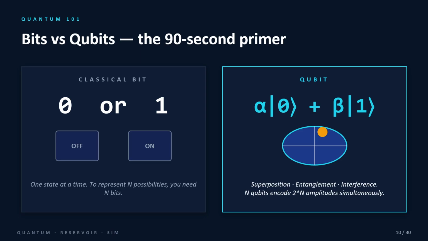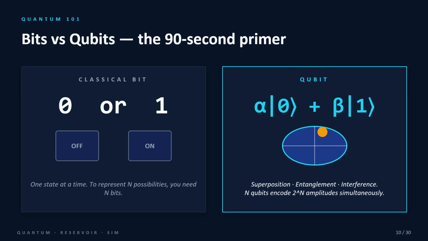Let us compare classical bits and qubits. A classical bit can be either 0 or 1. It is like a switch, off or on. To represent many possible states, we need many bits. A qubit is different. It can be represented as a combination of two quantum states, written as alpha times 0 plus beta times 1. This is called superposition.